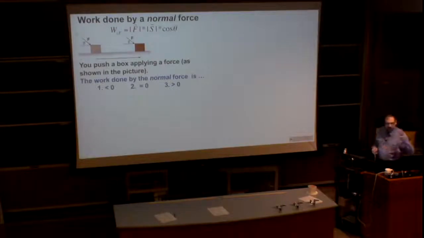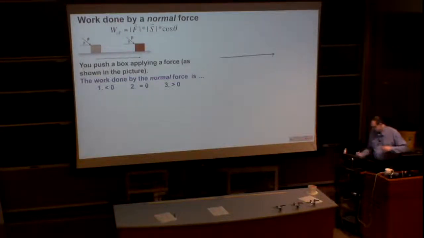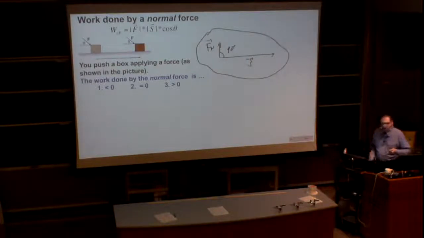And the definition includes only three variables: force, displacement, and angle. So we need to see only two vectors: the vector which represents displacement, the vector which represents the force, and the angle, which in this case equals 90 degrees. And that's it. That's all I really wanted to see from your pictures.